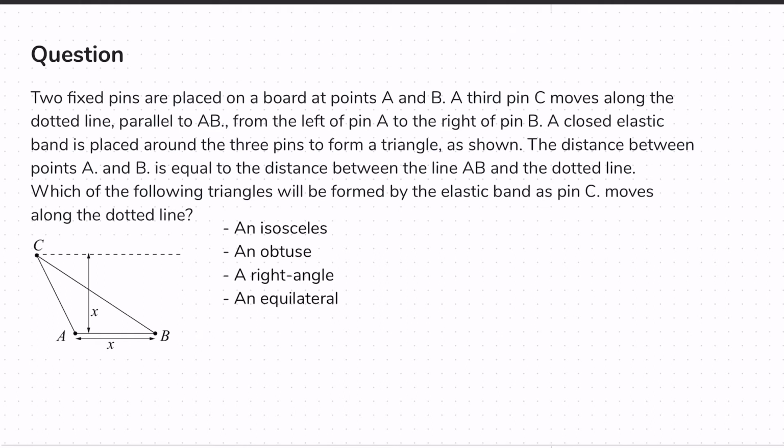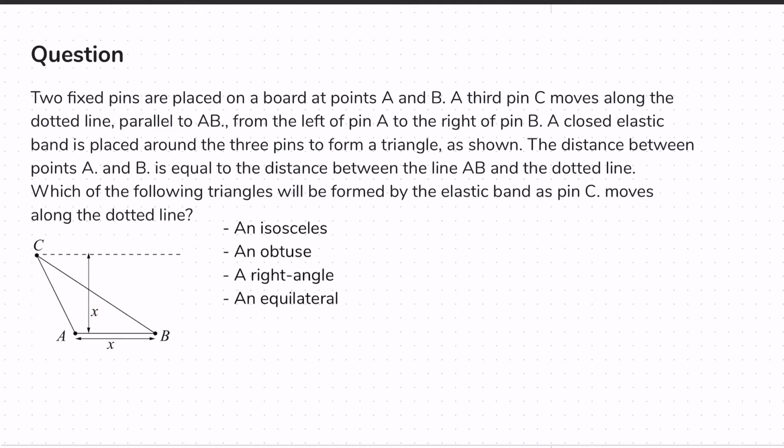In this next question, we're given a pretty interesting diagram. So it's saying that two fixed pins are placed on a board at points A and B. So down here, so these points are stuck. And the third pin, C, is moving along this dotted line. And as it moves along, we're making a triangle. The distance between the points A and B is equal to the distance between the line A and B. Right, that's where this X comes from.